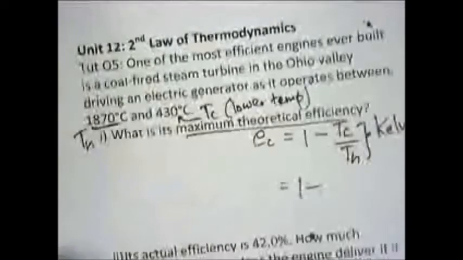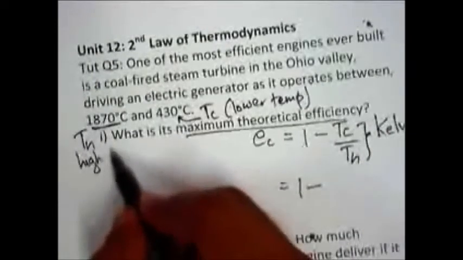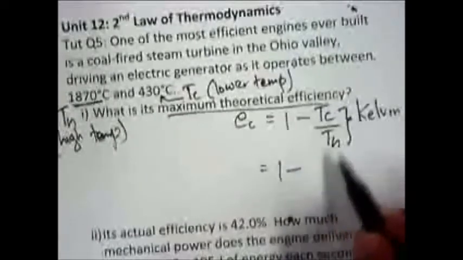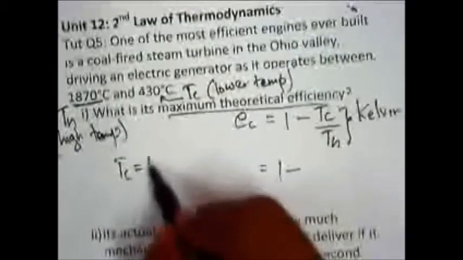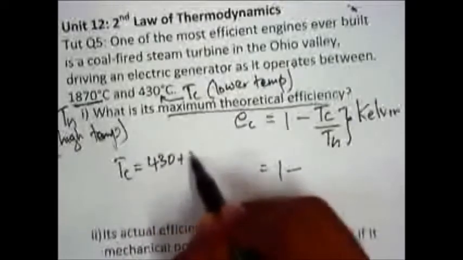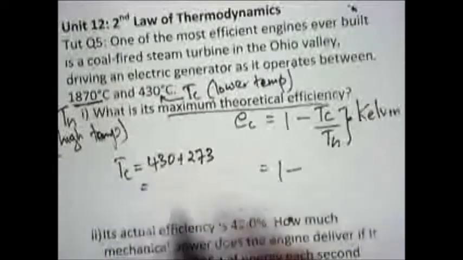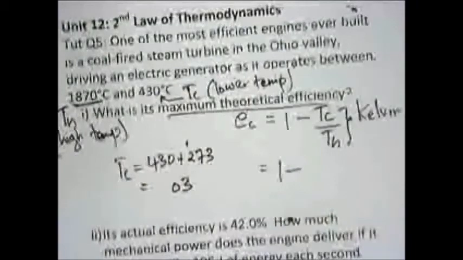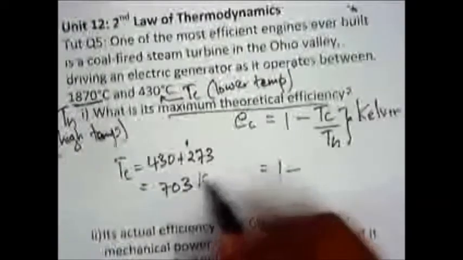Okay, that will always be the case. Th will always be the higher temperature. So you'll have, okay, so you find your Tc in Kelvin, it's 430 plus 273, you change it to Kelvin, you get what? 703 Kelvin.